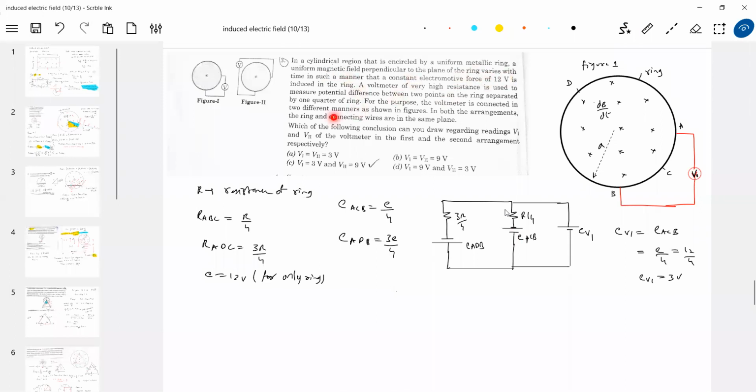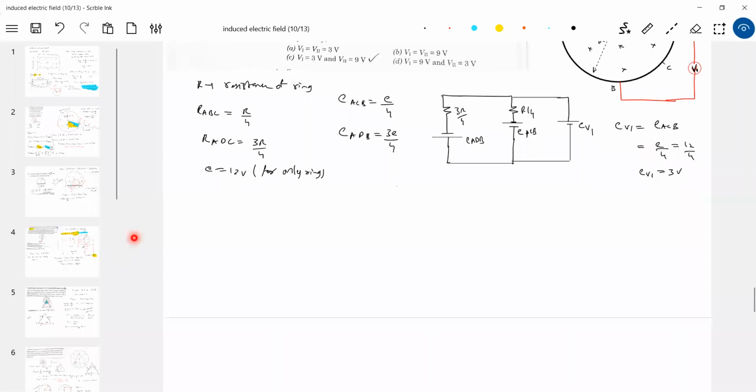Nobody has mentioned it. In both arrangements, the ring and connecting wires are in the same plane. He has only mentioned that. Nothing else is there. Take the resistance of the ring as negligible. If they give the resistance of the ring, then we should not write 3 volt; it will be less than that, because the current will be flowing. It will be different, not 3 volt. You have to calculate that potential difference. We do have some problems like that also. That's why I just brought it here.